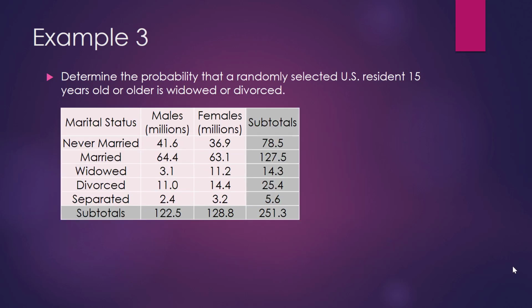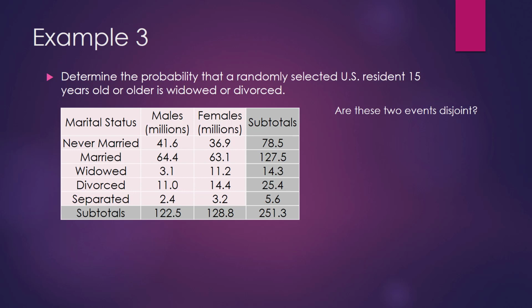Example 3. Determine the probability that a randomly selected U.S. resident 15 years old or older is widowed or divorced. The first thing we have to ask ourselves is, are the events widowed and divorced disjoint or mutually exclusive? Pause the video, think about this for a minute, and then unpause it. In reality, it's possible for people to get married multiple times. I could get married and then divorced. I could get remarried and then my spouse could pass away, and then I would be widowed.